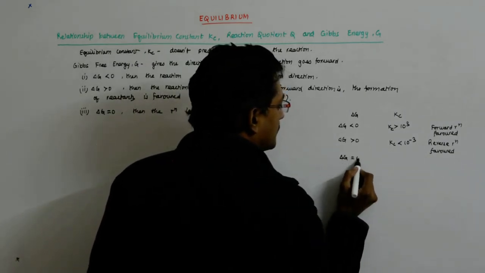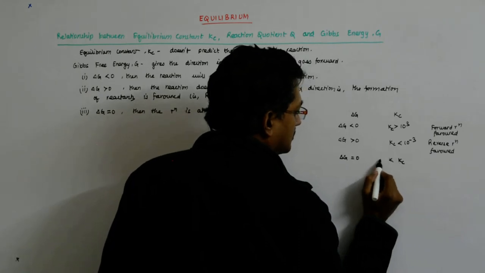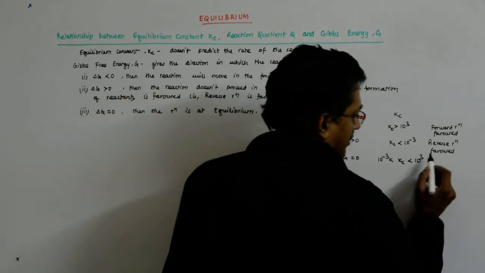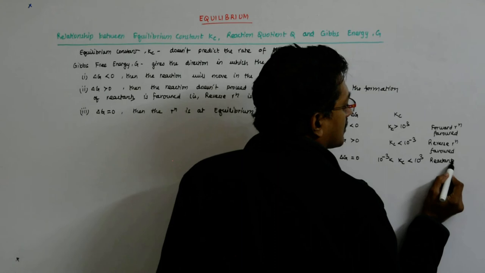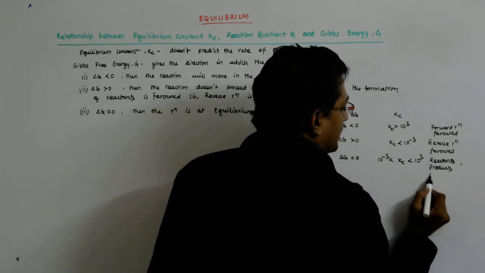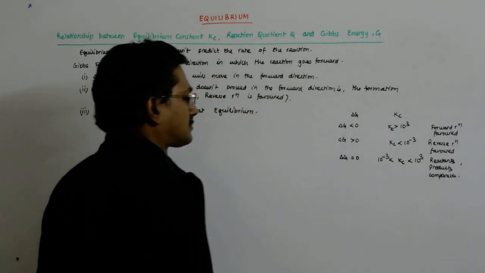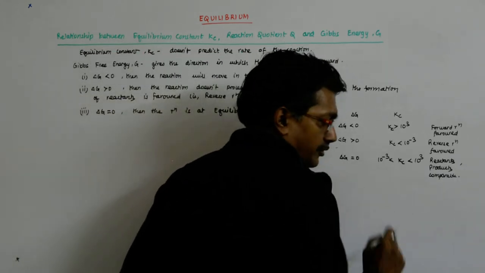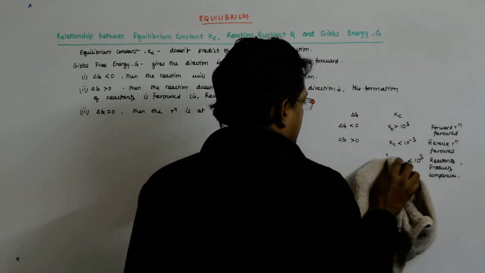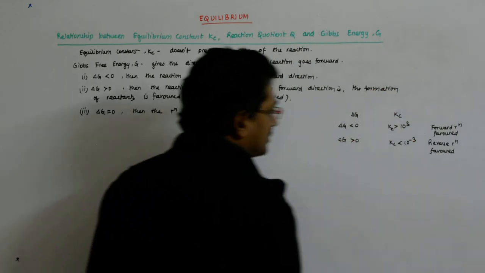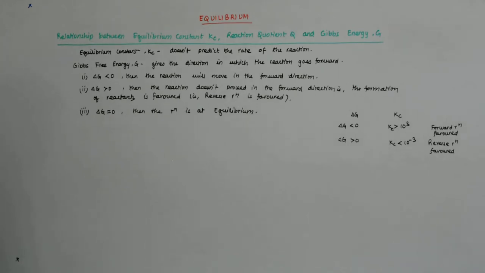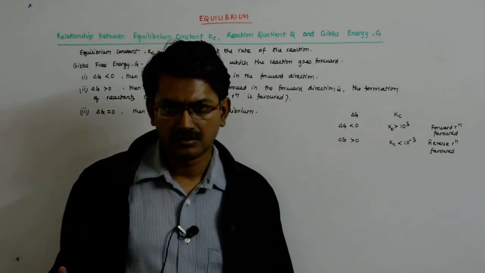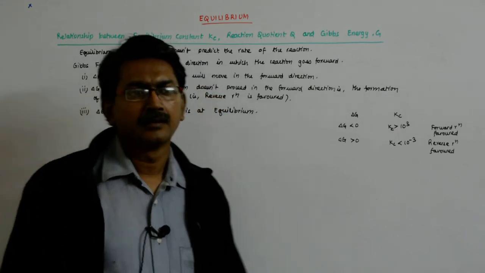Delta G equal to 0, Kc is obviously between these, so reactants and products are comparable. Or not that, this maybe will confuse you, you remove this. This is something that conveys the same thing to us. That means there should be some relationship between these two quantities, and there indeed is.